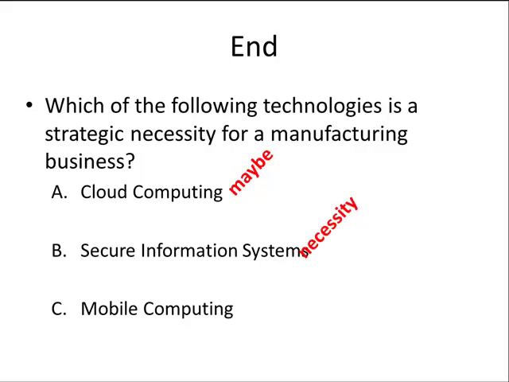Secure information systems. Yes, it's a necessity. Corporations cannot operate without proper security for their information assets and their information systems. Mobile computing. Probably. In manufacturing, there's all kinds of displays and maintenance and things that people do on the manufacturing floor, and having mobile computing to support that activity is probably essential and probably a strategic necessity.